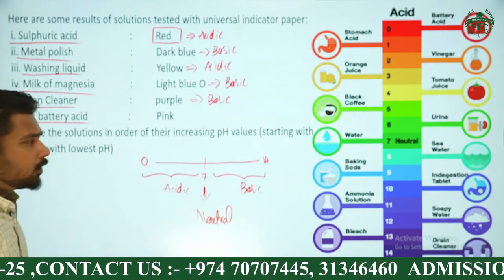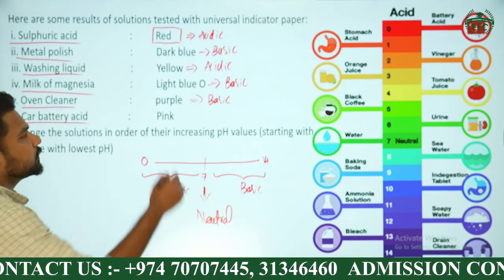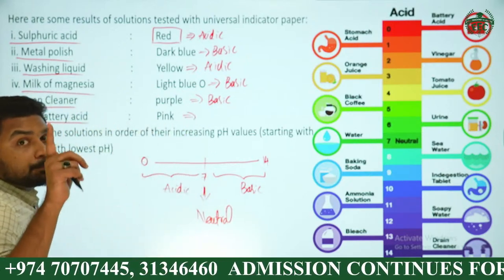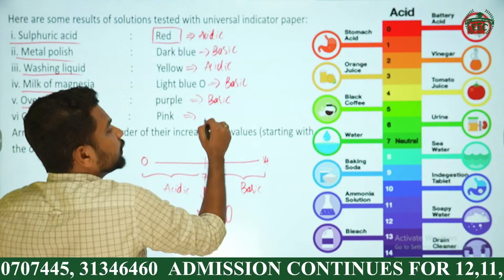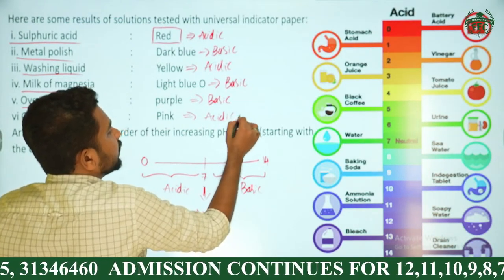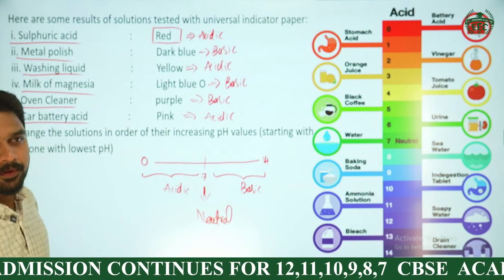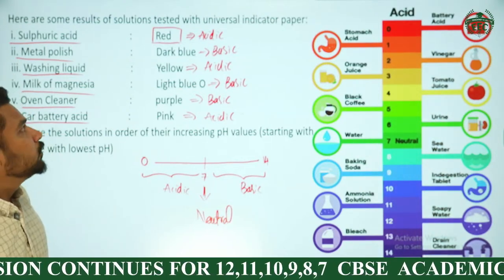The battery used in vehicles, automobiles, the car battery acid, is pink in color. If it is pink, it will be acidic in nature. That's it.